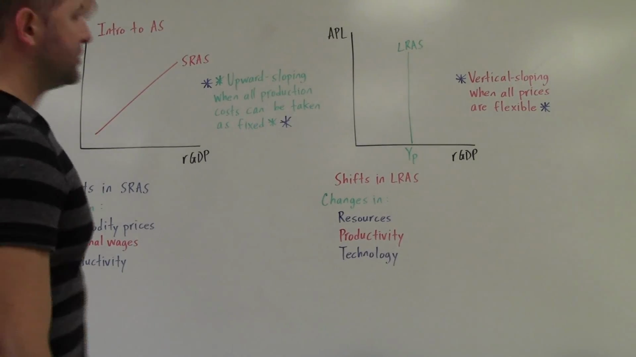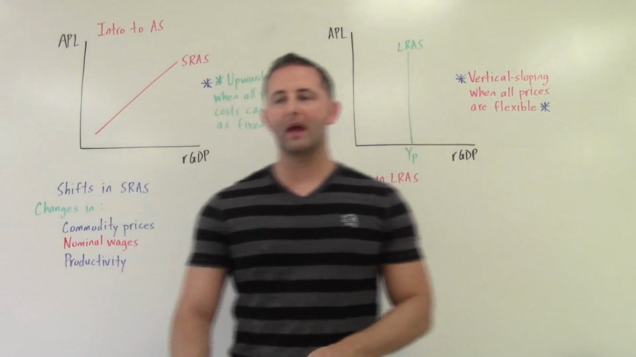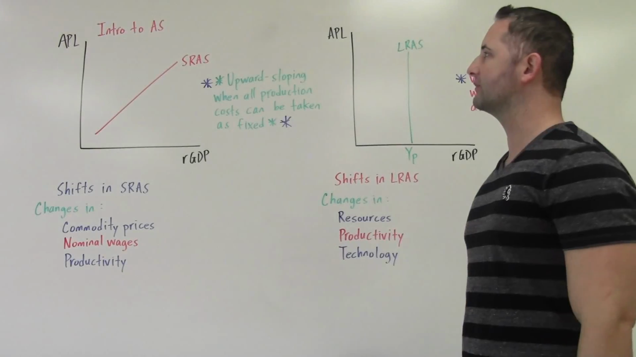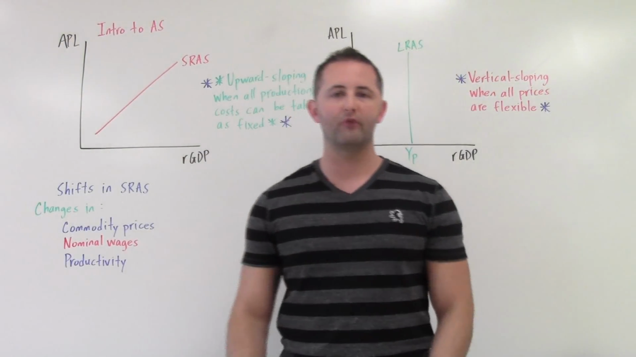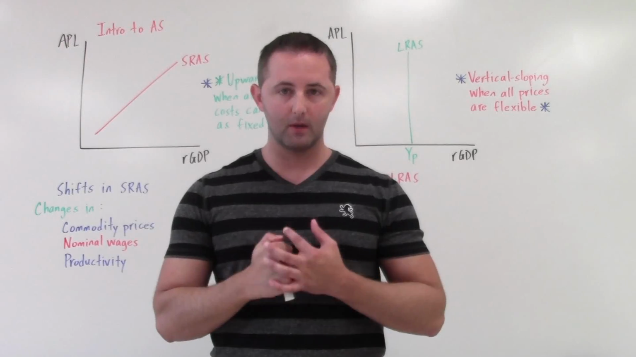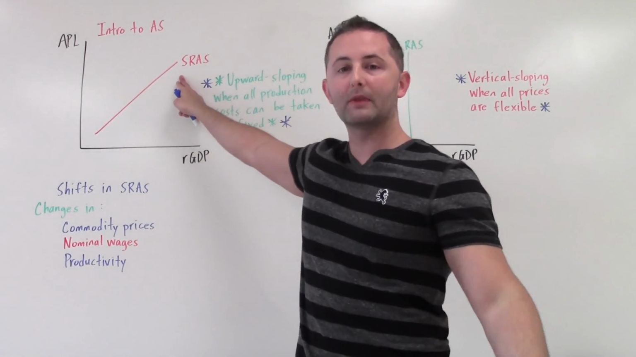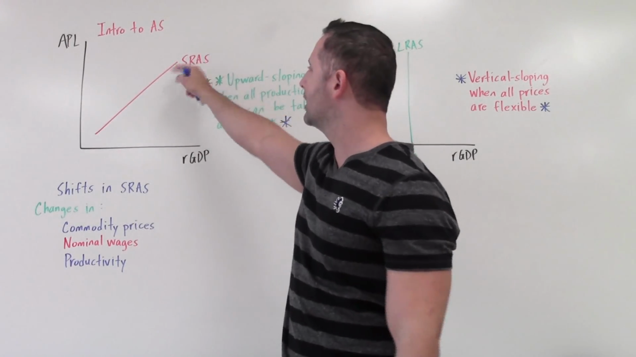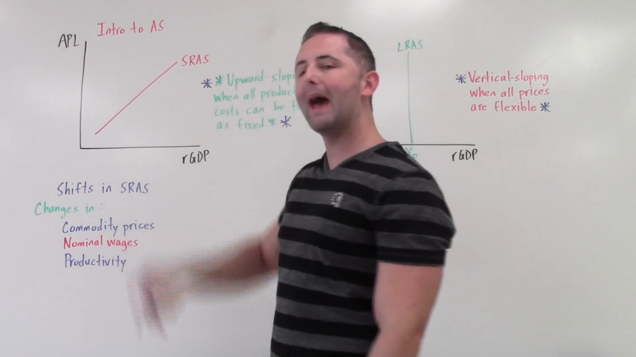All right, welcome to the introduction to aggregate supply. What we're going to see here is we have actually two different curves for aggregate supply. Whereas aggregate demand was pretty straightforward, with one negatively sloping, downward sloping aggregate demand curve, when it comes to aggregate supply, we have one that looks like we would expect it to, like the supply curve. It is a positively sloping, upward sloping curve labeled SRAS.